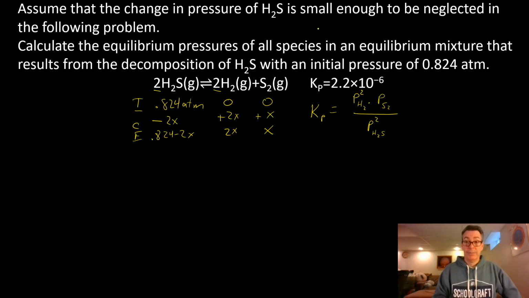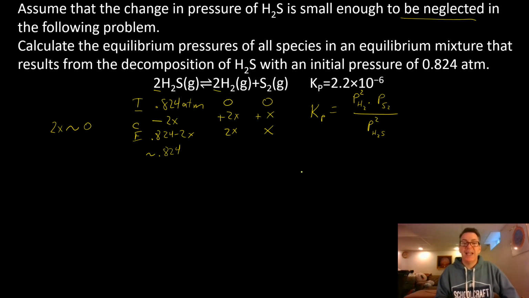Now, let's go back to this part where they're talking about it being neglected. In other words, what they're saying is the change in H2S is so small that we can effectively ignore it, that 2x is really close to 0. All right, it's not 0, but they're assuming it's really, really close to 0, or at the very least, much smaller than 0.824. So when we subtract it, it doesn't affect it a whole lot. So in other words, we're just going to approximate the equilibrium amount of H2S as 0.824 atmospheres.